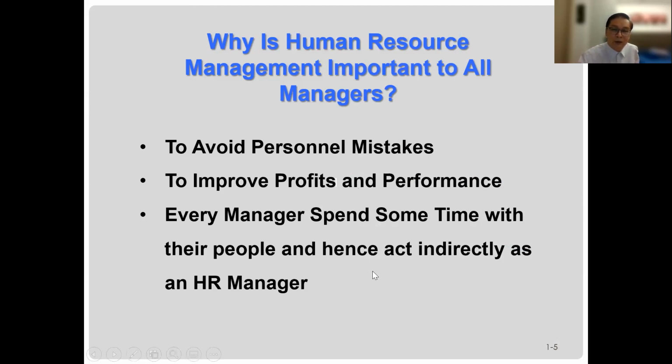Third, every manager must spend some time with their people, not just the HR manager from the HR department, because the line managers, as I call them, usually work closely with them throughout the day. So in this context, they are acting like an HR manager in terms of taking care of them, guiding them, counseling them, and bridging any gaps that they may have in their work.